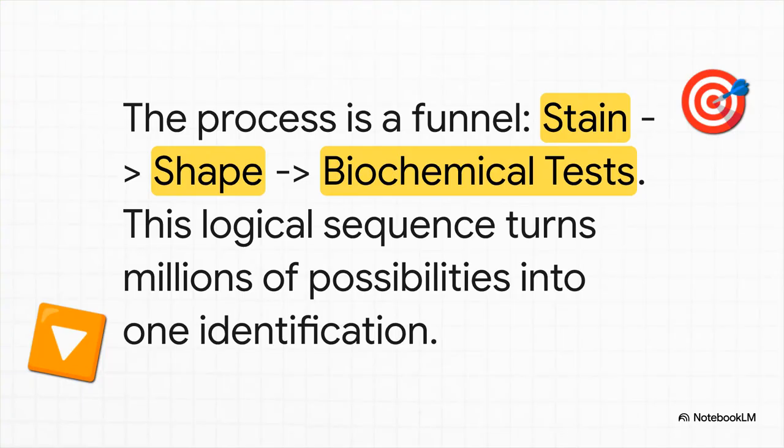The whole process, when you step back and look at it, really works like a giant funnel. You start at the top with millions of possibilities. The gram stain immediately cuts that number right in half. Then, looking at the shape and arrangement funnels it down even further. And finally, just a couple of very specific biochemical tests pinpoint the exact identity. It's this beautiful, logical sequence of deduction.